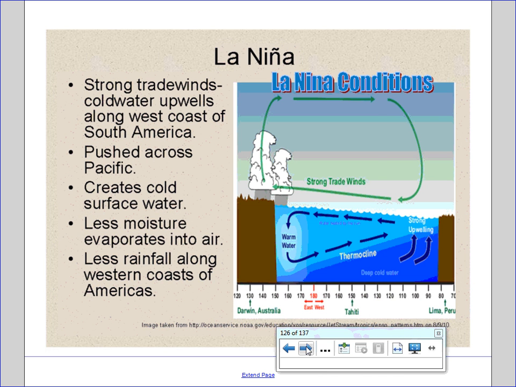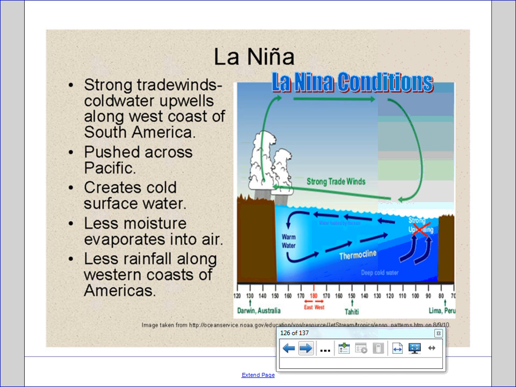La Nina is the exact opposite. El Nino is the little boy, La Nina is the little girl in Spanish. So La Nina is the exact opposite. Now you get really strong trade winds. So what that does is it creates really strong upwelling right at the red X. That pushes that cold water right across the Pacific Ocean.